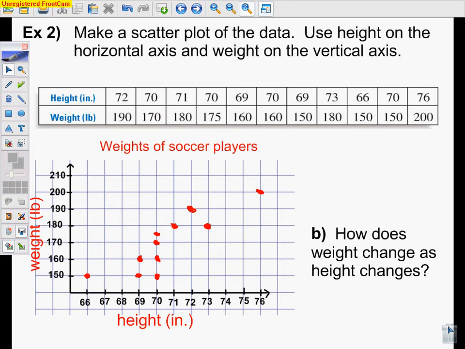Now, is that true for every single case? No, it's not. You have some people that are taller that still weigh less than people that are shorter than them. However, in general, as a person's height increases, their weight tends to also increase.